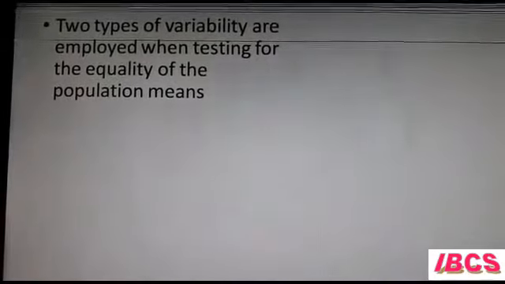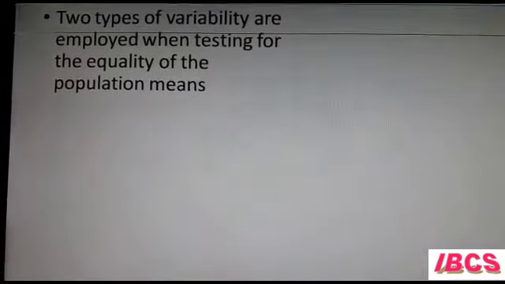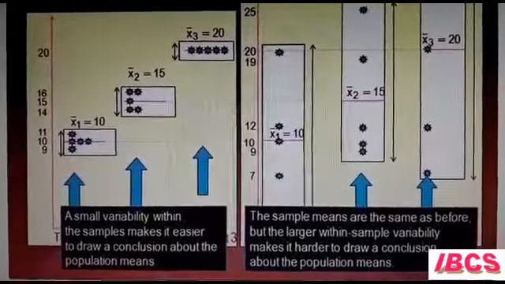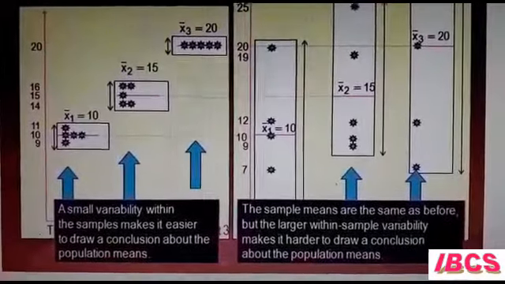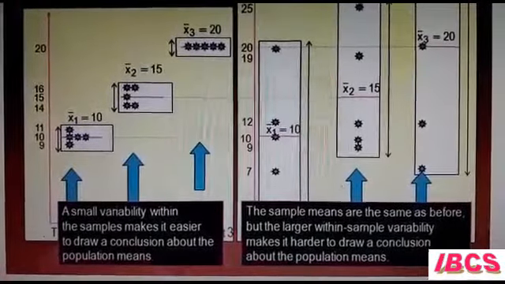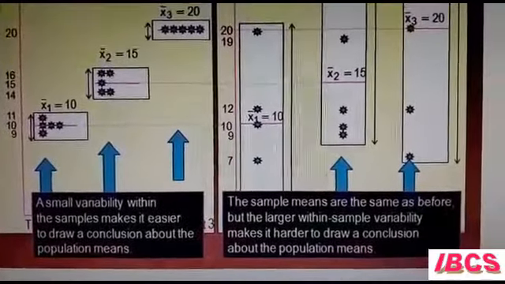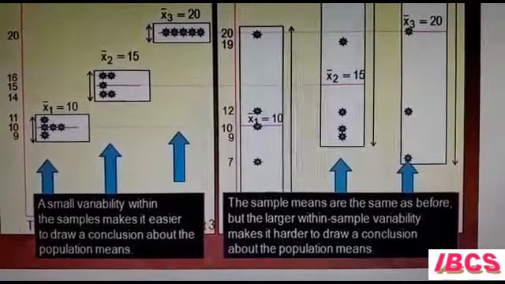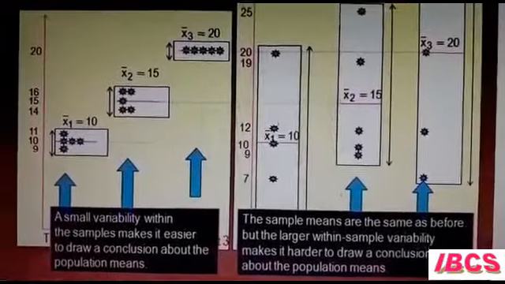Two types of variability are employed when testing for the equality of the population means. You see this: the means are 10, 15 and 20, but a small variability within the samples makes it easier to draw a conclusion about the population means. But if you look at this, the sample means are the same as before, but you have a larger within-sample variability, which makes it harder to draw a conclusion about the population means.